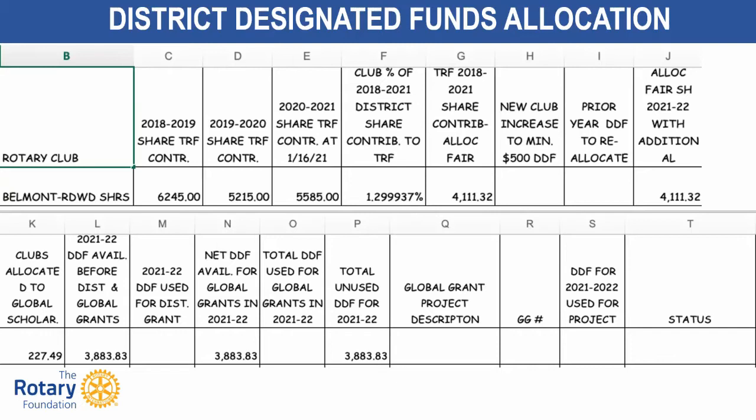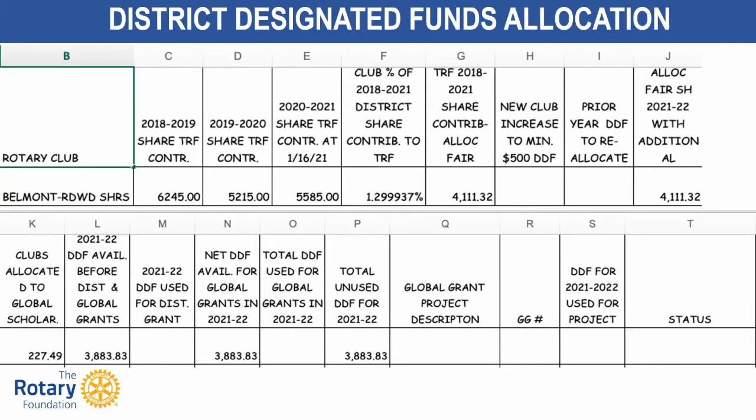So by taking that percentage, 1.299937, and multiplying it by the total DDF available for the year 2021-2022, which is $317,270.80, we come up with the amount in column G, which is $4,111.32.